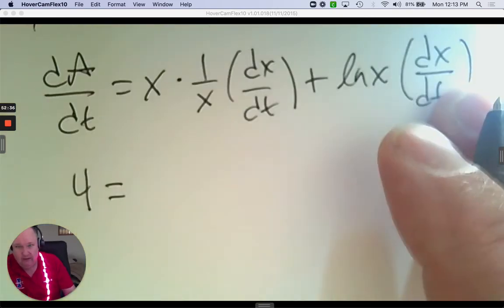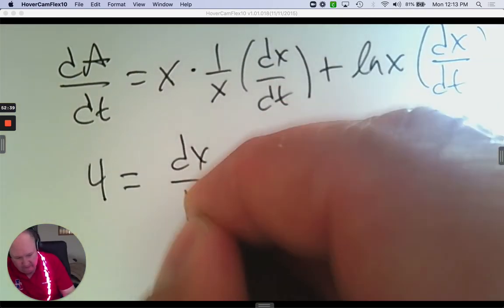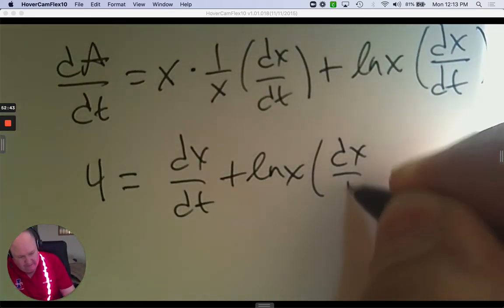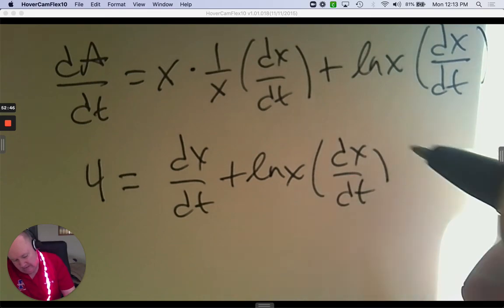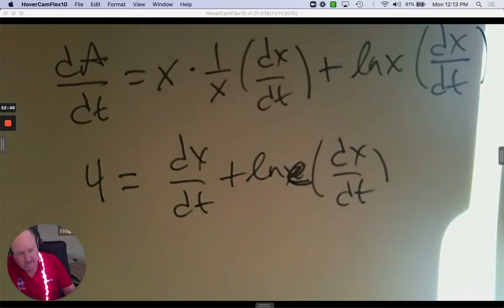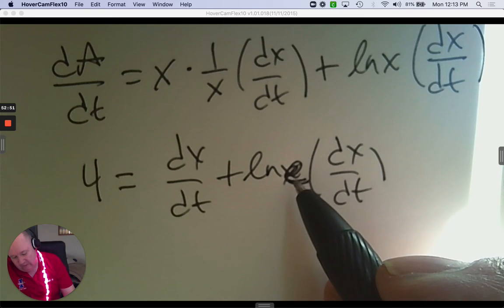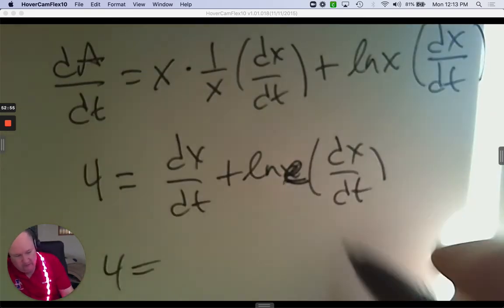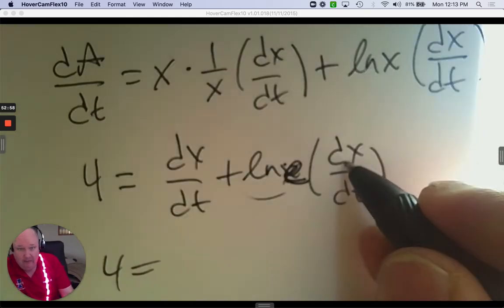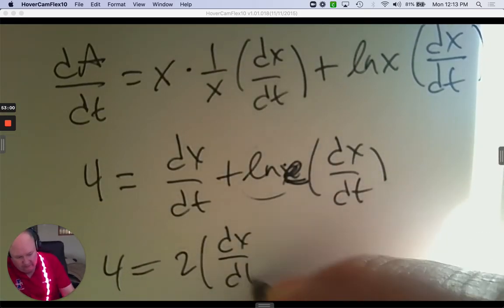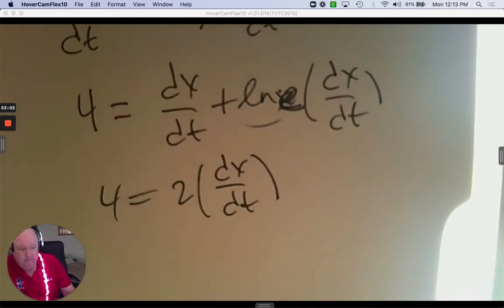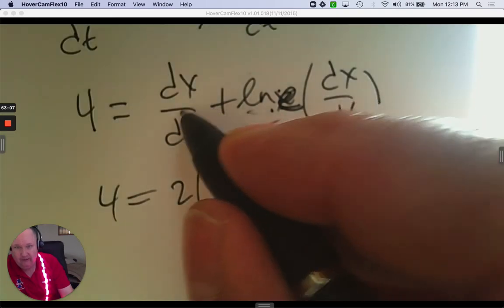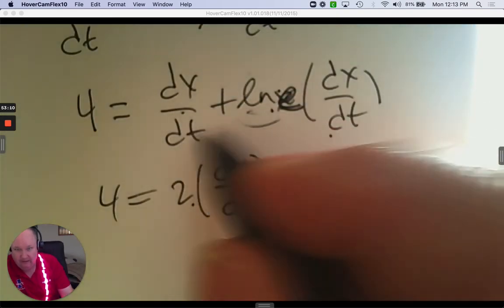X times 1 over x is just 1. So that's just dx by dt. And then I have ln x dx by dt. Does it tell you what x equals? X equals e. So let's plug that in. So x is equal to e centimeters. Ln e is just 1. So if this is 1 and I add them together, I have 2 dx by dt's. Because ln e is equal to 1, it's 1 times dx by dt. So if I add them together, I have 2 dx by dt's.